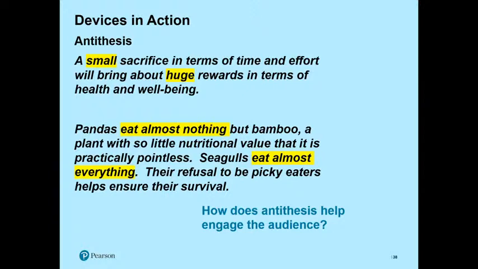Pandas eat almost nothing but bamboo, a plant with so little nutritional value that it's practically pointless. Seagulls eat almost everything. Their refusal to be picky eaters helps ensure their survival.